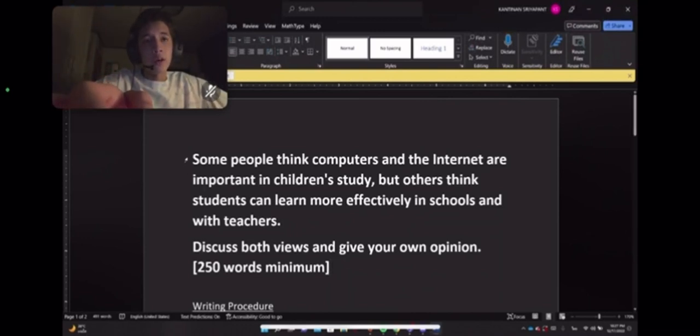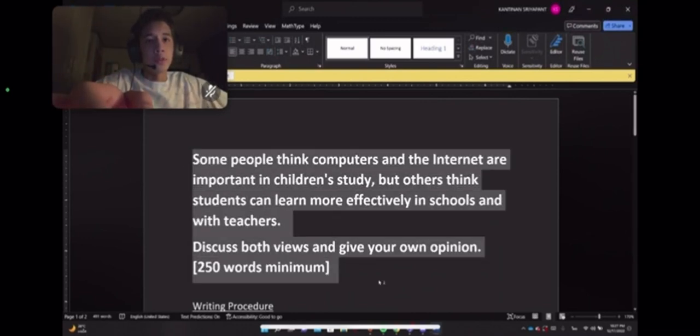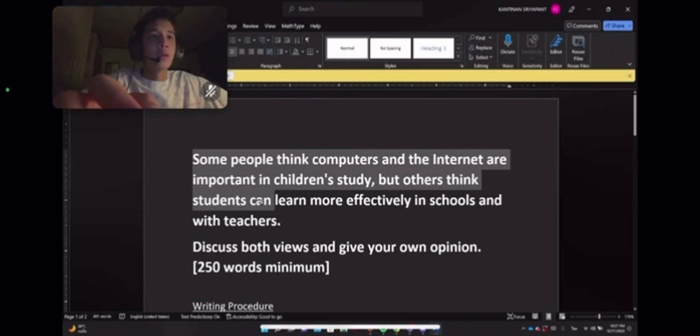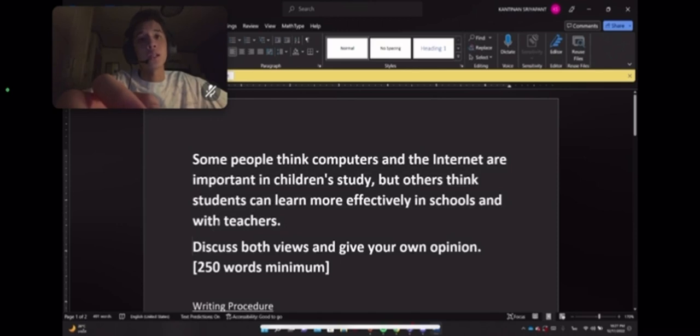So here is our question that we have to do the test. This question said that some people think computers and the internet are important in children's study, but others think that students can learn more effectively in schools and with teachers. The question said that we should discuss both views and give your own opinion, and the word limit is 250 words minimum.